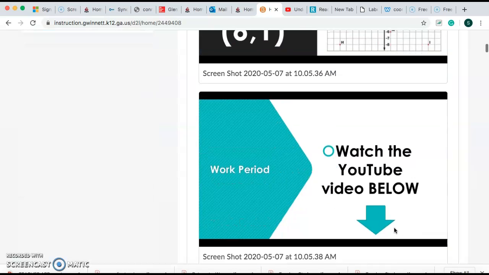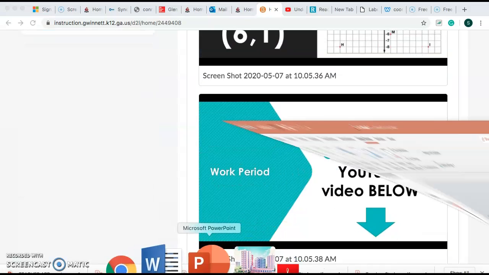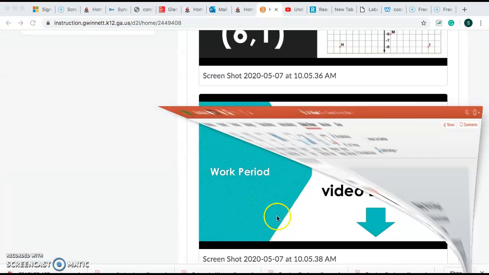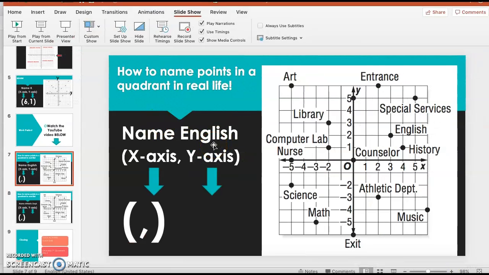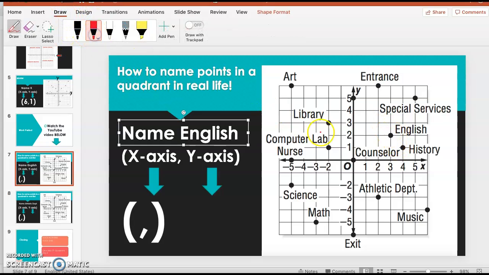Okay? So today we're going to be doing the same thing in math. Okay, same thing, but we're using real life, okay? So instead of seeing A, B, C, or D over here, we're pretending that this is a school building, okay? And we're trying to find the English class, okay? So, English is right here. Let me get my pointer, and we'll do red. English is right here, okay? So, we're doing the same thing that we did yesterday.